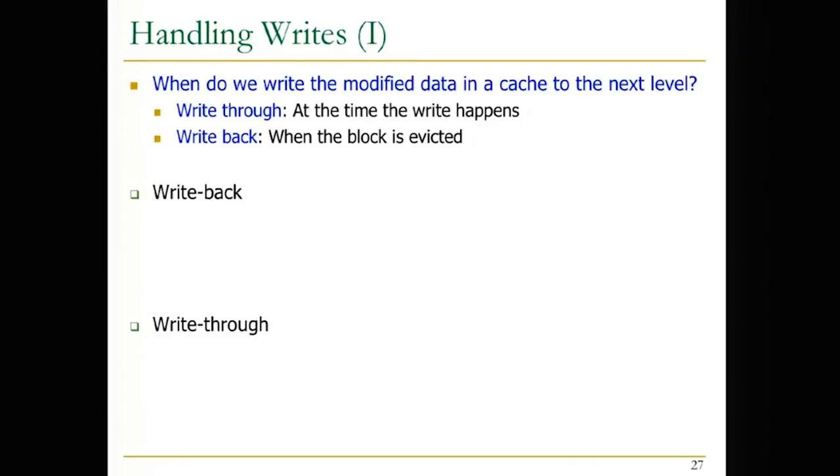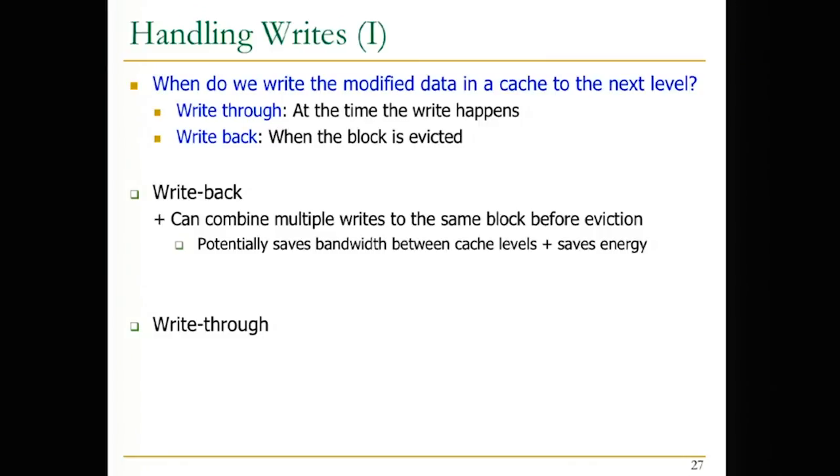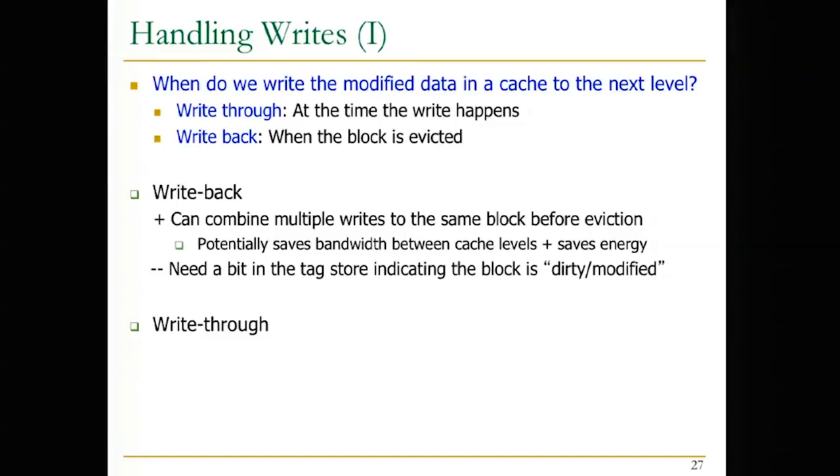Okay, so this is a design choice. Write-back, what's the benefit of it? The benefit is that if you're doing a lot of writes to a cache block, you can do all of them in the cache without exposing any other part of the system to those writes. Let's say you have 64 bytes, and you're writing to every one of them, 64 different writes. All of them can happen in the cache. And this potentially saves bandwidth between cache levels and saves energy, because those writes are just buffered in the cache and they don't go out, which could be nice. The downside, of course, is you need a bit in the tag store indicating the block is dirty or modified. That's a problem.